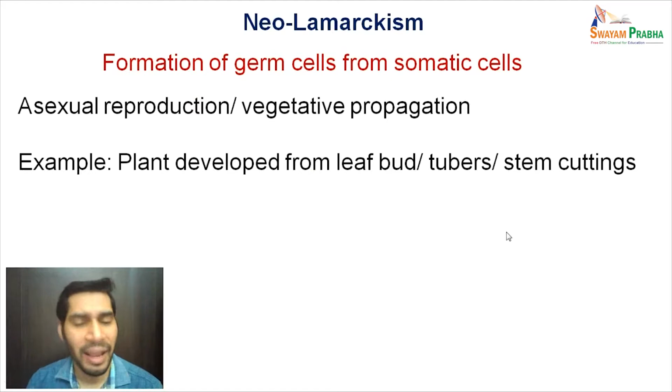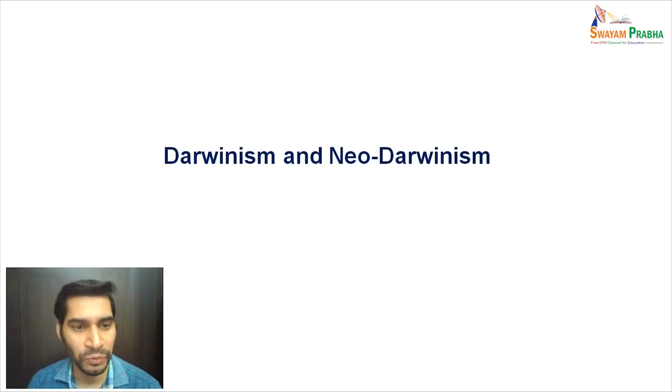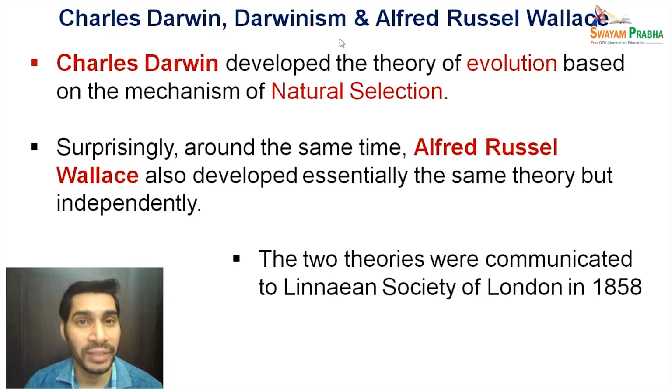Having these ideas about Lamarckism and Neo-Lamarckism, now let us move to the next prominent theory of evolution, given by Charles Darwin and termed Darwinism, and further the Neo-Darwinian view of that. Charles Darwin gave Darwinism, and yet another similar theory was given by Alfred Russel Wallace.